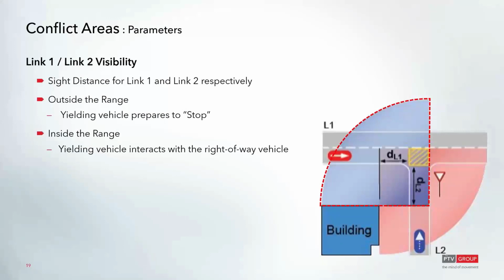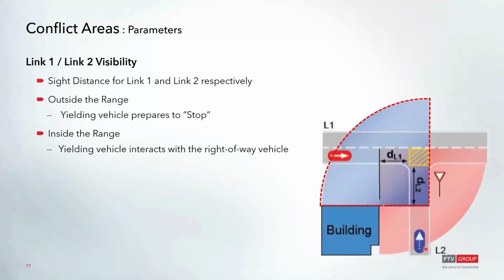Okay, so now we're just going to go through all of the different parameters and attributes that are associated with conflict areas. And so again, all of these can be edited directly within that conflict area list if you just open that up, and then you can change any of these attributes. So the first parameter here is the link 1 and link 2 visibility. And so this is the distance that as a vehicle is approaching, they can actually see that vehicle on the other link.